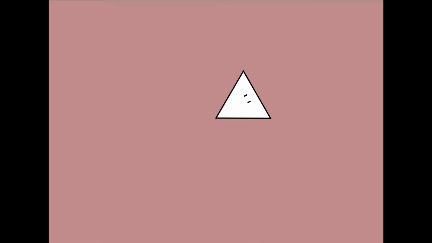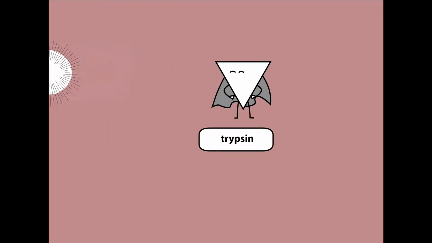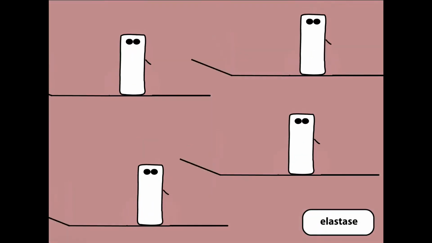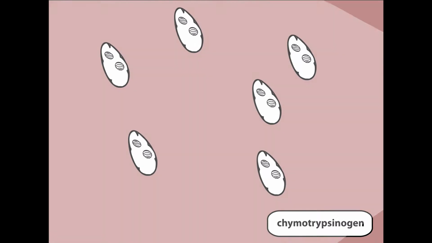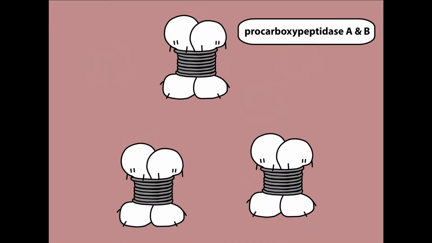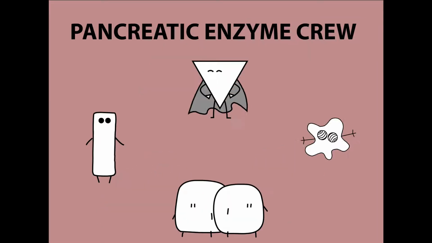Once in the small intestine, an enzyme produced in the duodenum called enterokinase activates trypsinogen into trypsin. With its newfound power, trypsin is able to activate more trypsinogen into trypsin, proelastase into elastase, chymotrypsinogen into chymotrypsin, and procarboxypeptidase A and B into carboxypeptidase A and carboxypeptidase B. Now, with all 5 pancreatic enzymes active, the real work can be done.